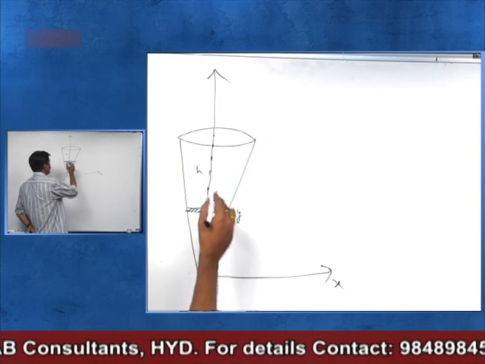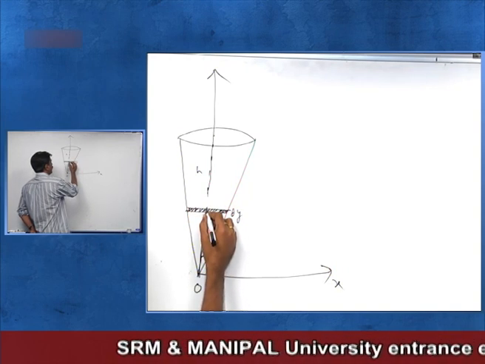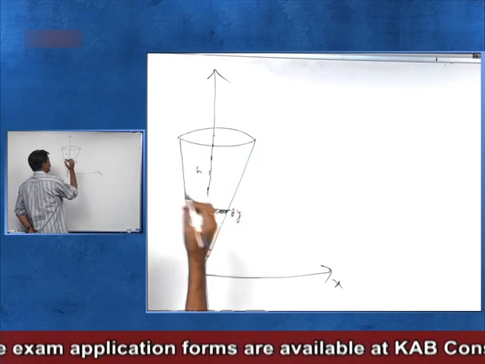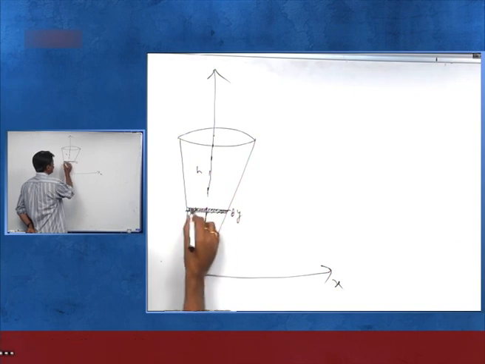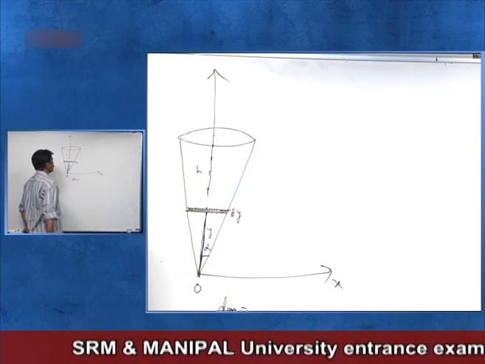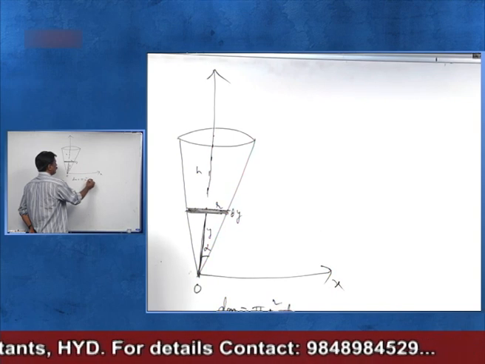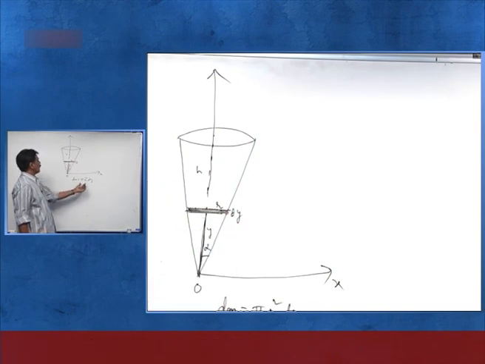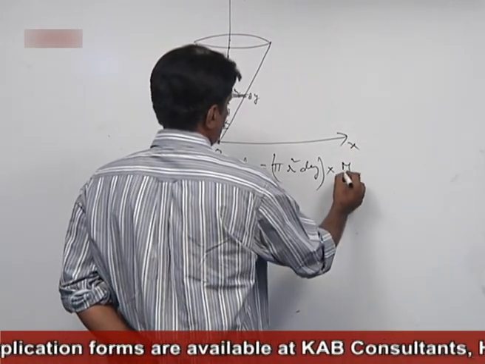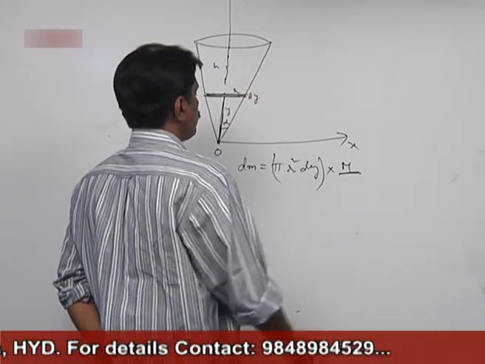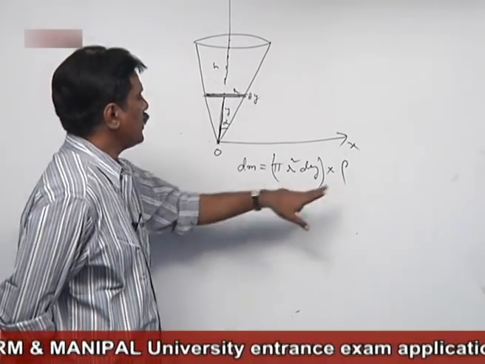So, to find the y coordinate here also we will apply the same procedure. The procedure is, first we should find the mass of this element, which is at a distance y from the origin, with thickness dy. First of all, for this element, mass is equal to area, pi r square, into dy. The area of this element is pi r square and the thickness is dy, so volume is this. Let the density of the cone be rho. Volume into density will give you mass.